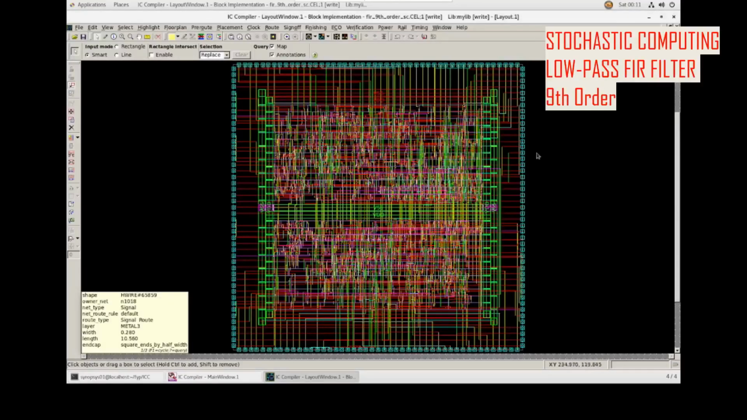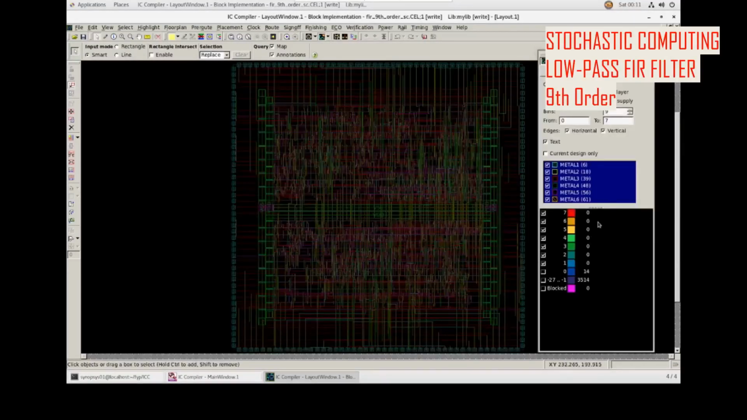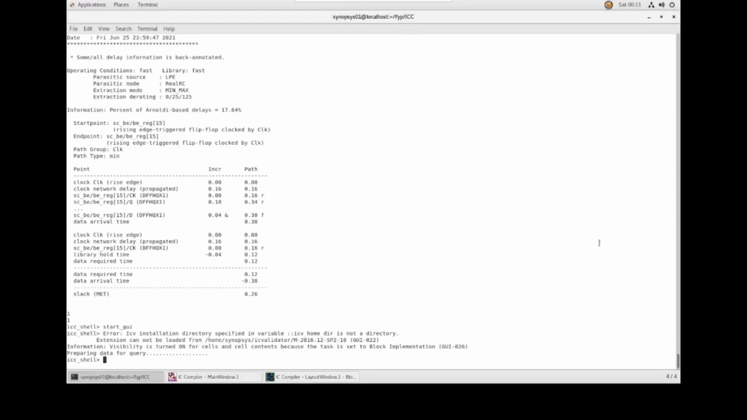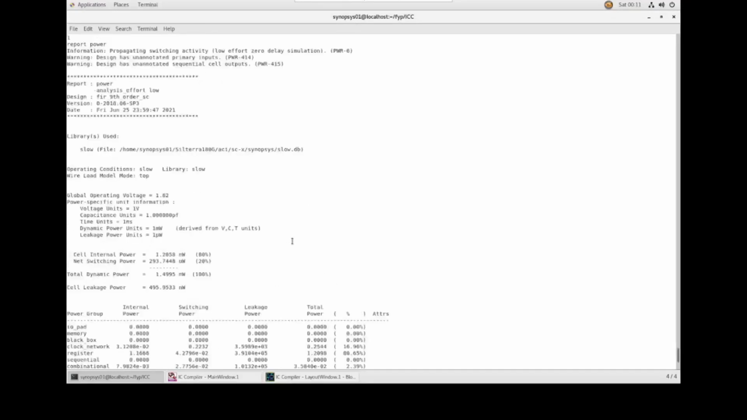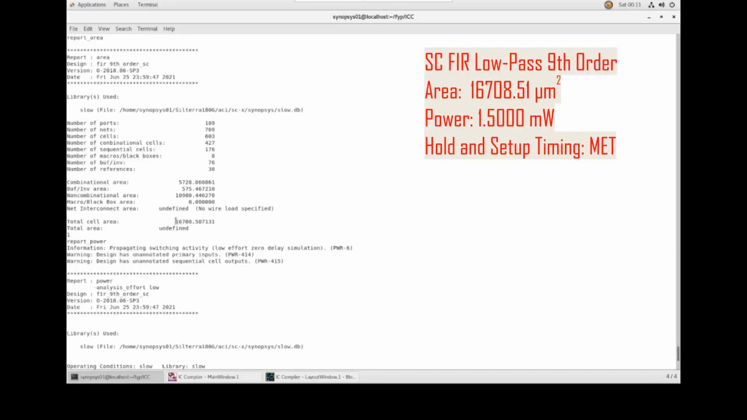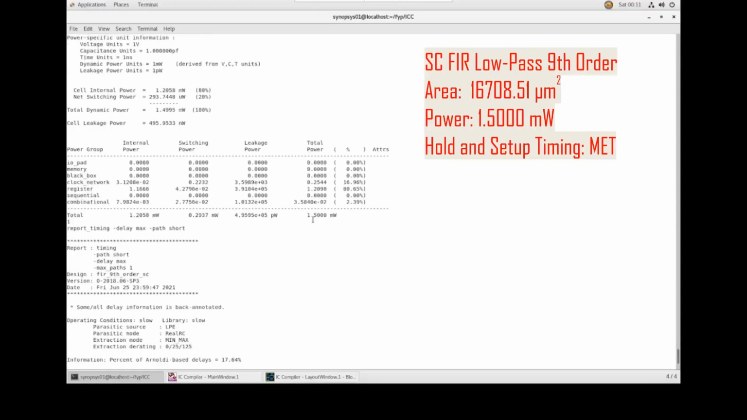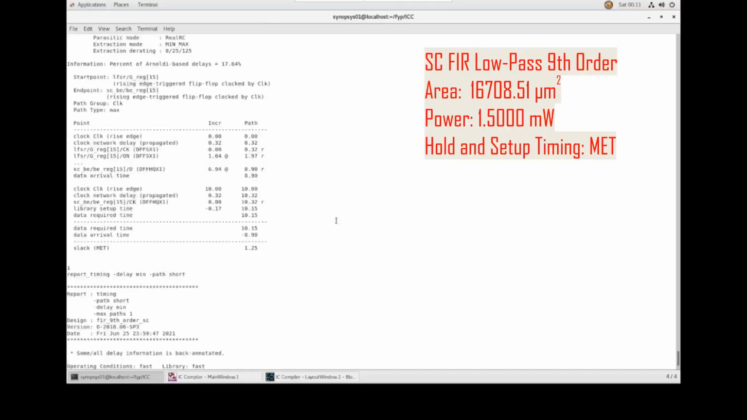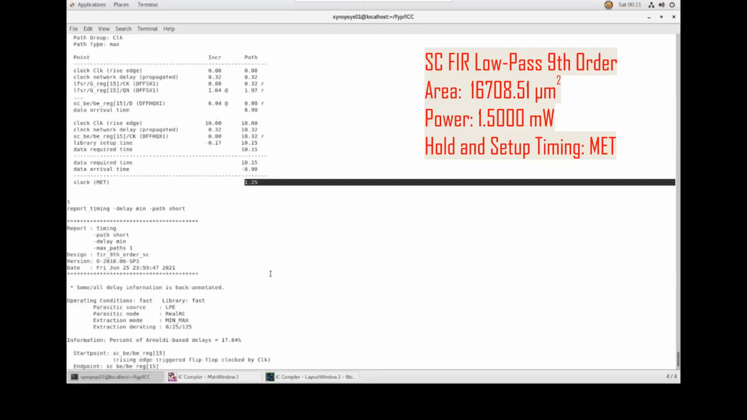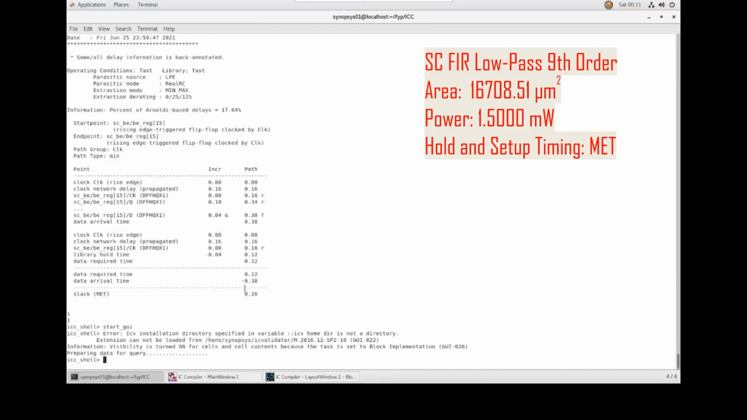Next, we move to the stochastic computing FIR low pass filter, 9th order. This is the layout. The congestion issue is 0. The total area for this SC FIR filter is 16,708 micrometer square. The power consumption is 1.5 milliwatt. The timing is met for setup and hold.